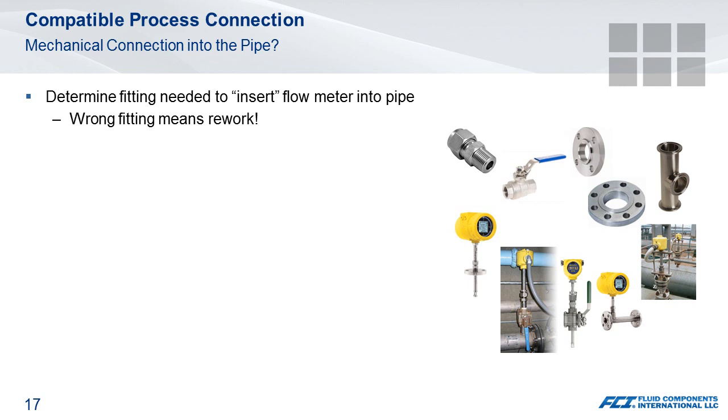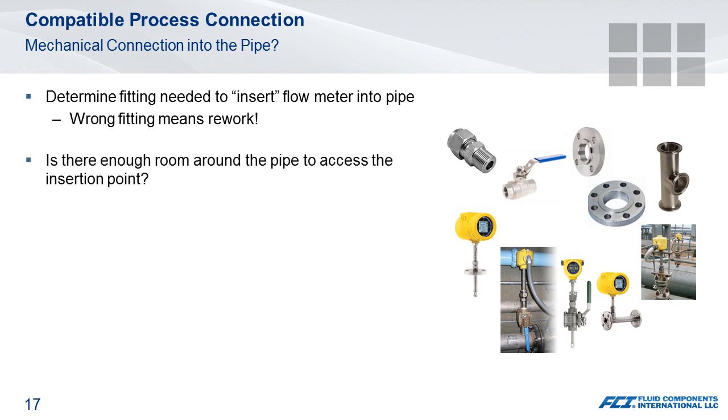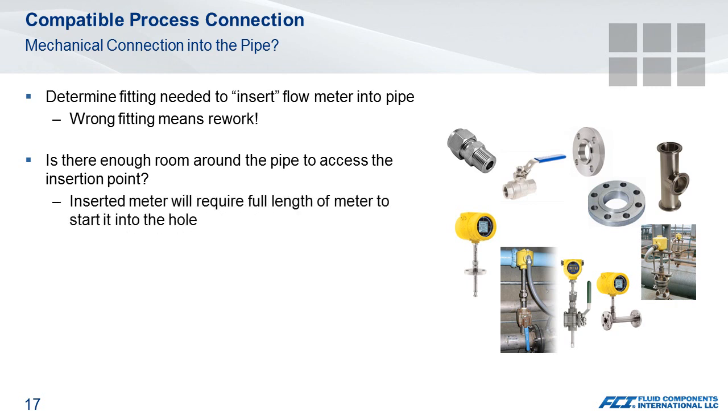Another consideration in that process connection is whether there is enough room around the pipe, particularly with an insertion type flow meter, to insert the full length of the product and the enclosure in the pipe. I've seen too many instances where there were adjoining pipes above or right next, running parallel right next to the product, where the meter couldn't fit in, or even worse, it was running along a corner in a ceiling, and the only place you could put the meter was at a 90-degree angle on one side.